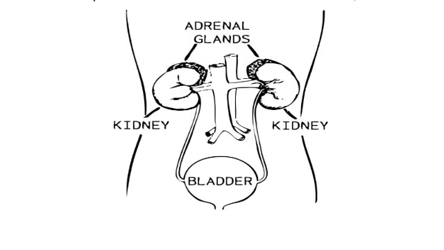In this diagram you can see the kidney, ureter, urinary bladder and urethra.